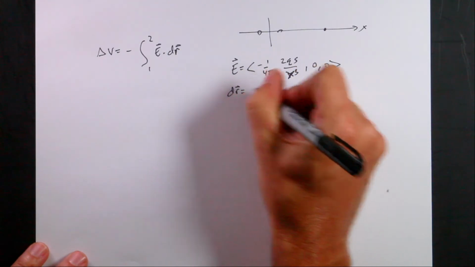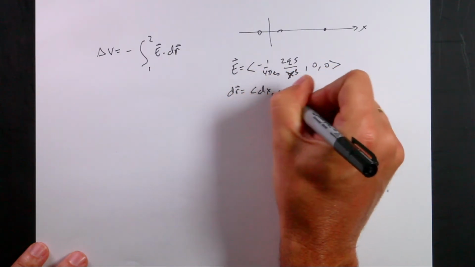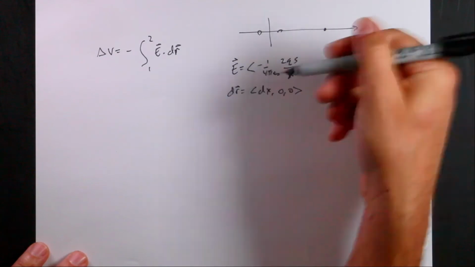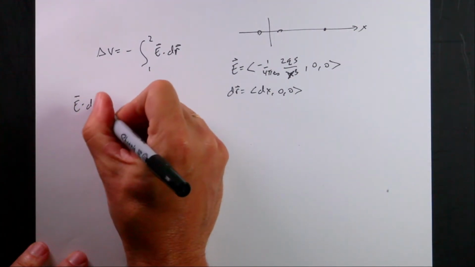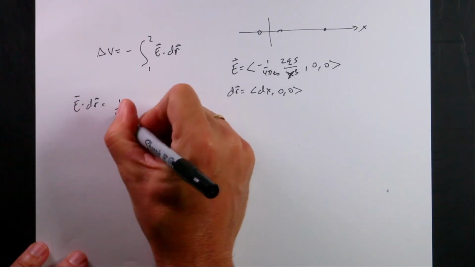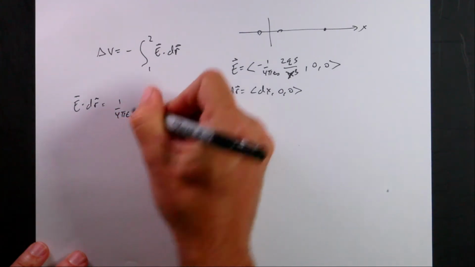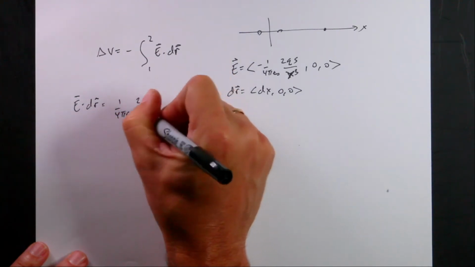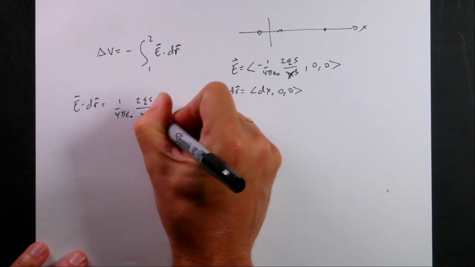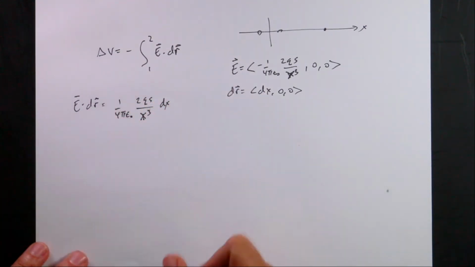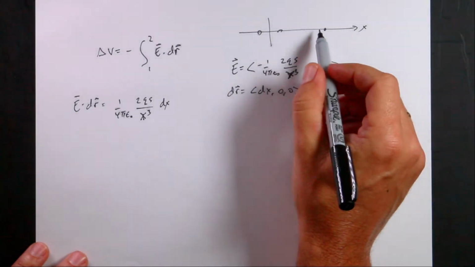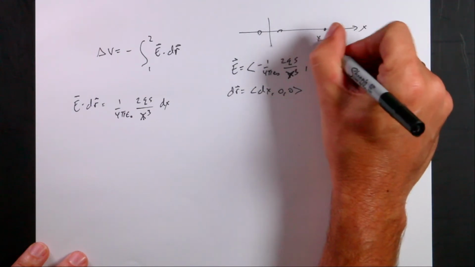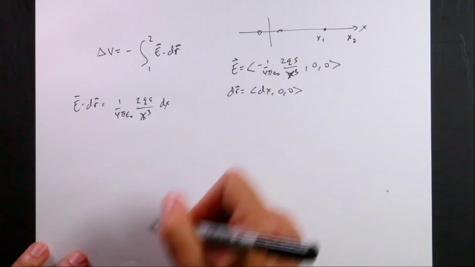dr is going to be equal to the vector dx, 0, 0. That's the step size in the x direction. So then E dot dr is just going to be 1 over 4 pi epsilon naught, 2qs over x cubed, dx. And I can integrate that, going from 1 to 2. So I'm going from x1 to x2.